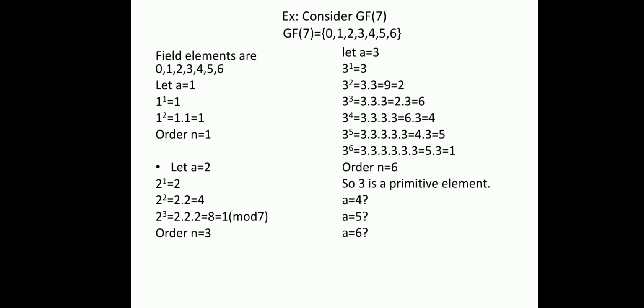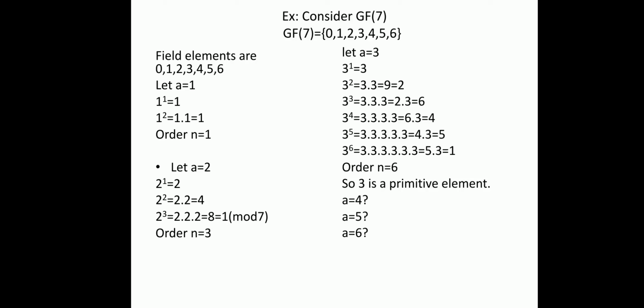Next we can see one example of how we can check whether an element is primitive or not. For that we are considering a Galois field of 7. Galois field of 7 means it consists of 7 elements, from 0 to 6. An element in this Galois field is primitive if the order of that element is equal to Q minus 1. Here Q is 7, so Q minus 1 is 6. That means if that element is A, then A raised to 6 should be equal to 1. Then we can say that that element is a primitive element in this example.